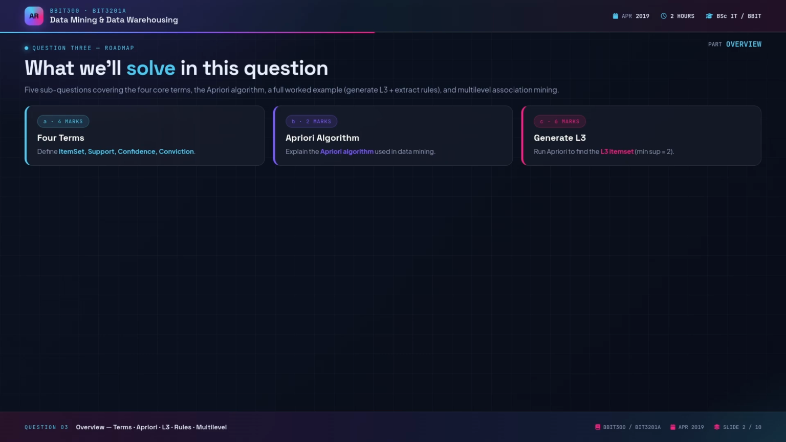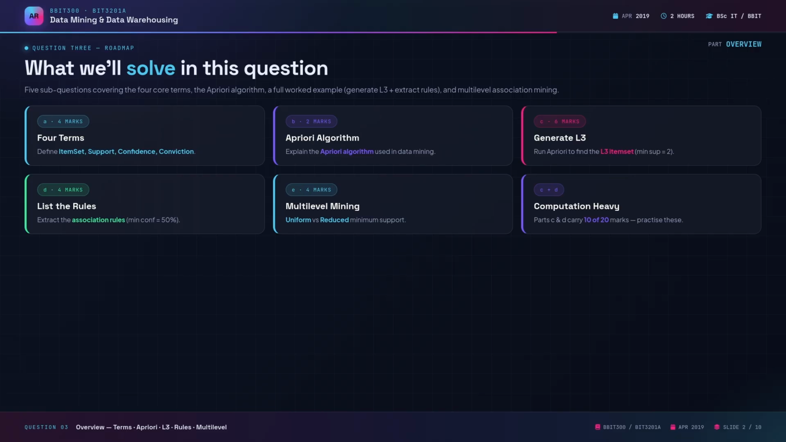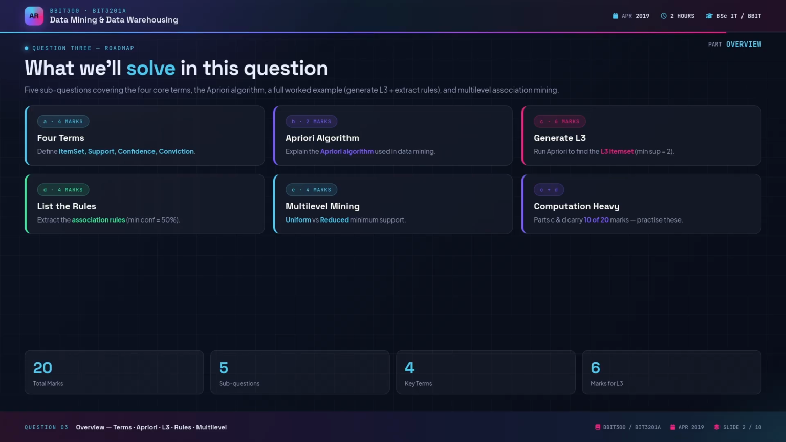Part D, 4 marks, builds on that data. You list the association rules with minimum confidence of 50%. And Part E, 4 marks, is theory again, 2 approaches for mining multi-level association rules, uniform minimum support and reduced minimum support. Parts C and D are computational, so pay close attention. They carry 10 of the 20 marks between them.